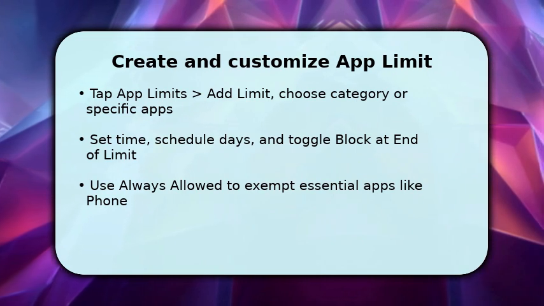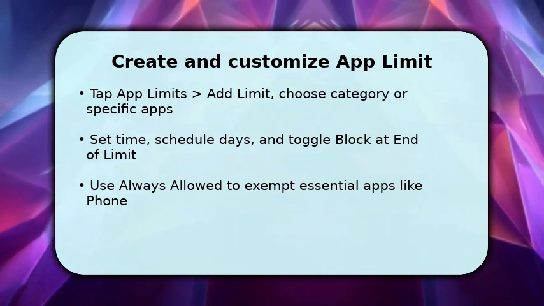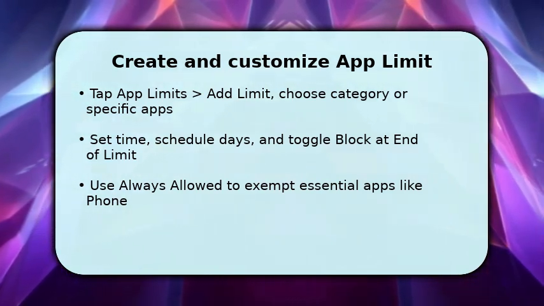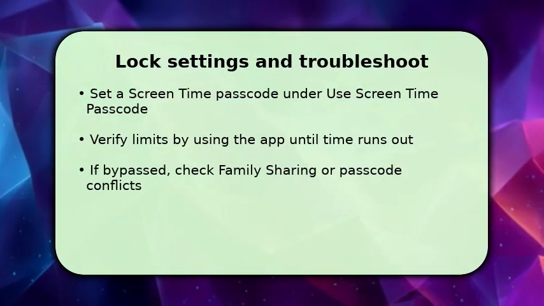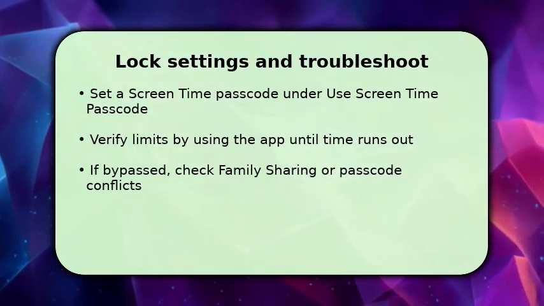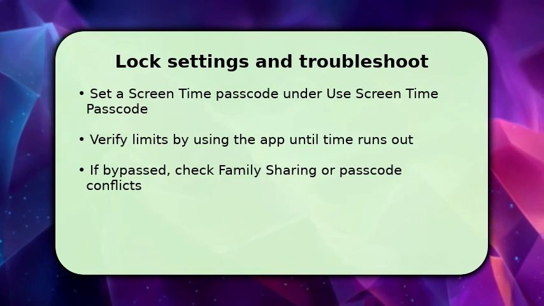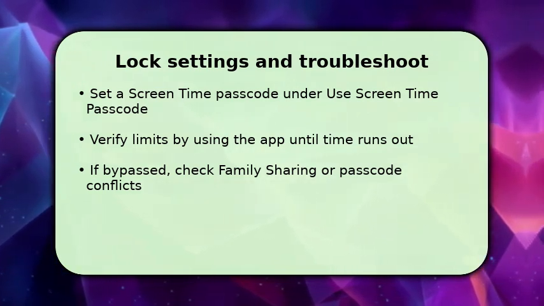Make sure Always Allowed doesn't include the apps you intend to restrict, because exemptions bypass limits. Finish by locking your configuration with Use Screen Time passcode. Choose a code different from device unlock to prevent easy overrides.